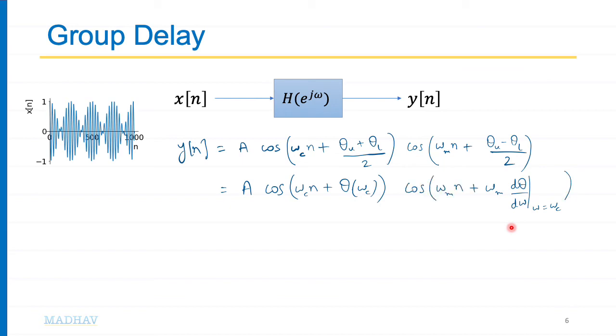So this is what is my y of n finally. This looks much better actually. We can correlate it with my x of n, right? X of n also had some carrier wave and some modulation wave, and this also has a carrier wave plus some phase shift and modulation wave plus some phase shift.